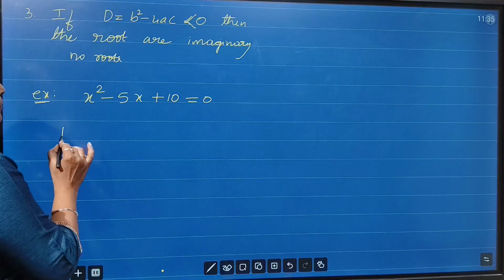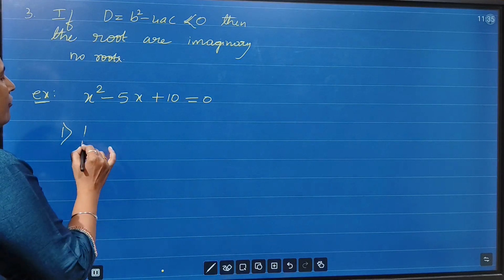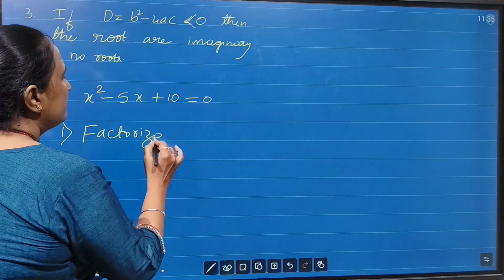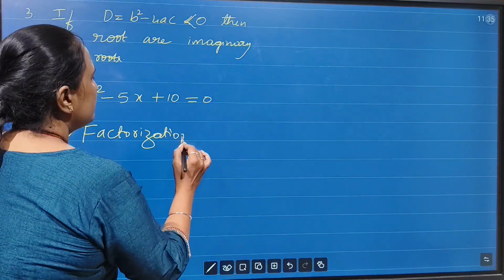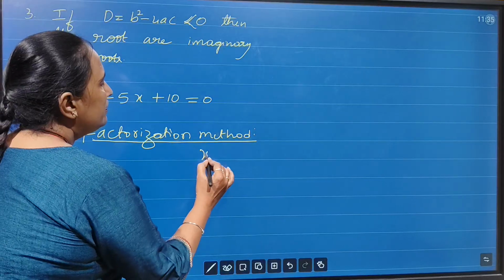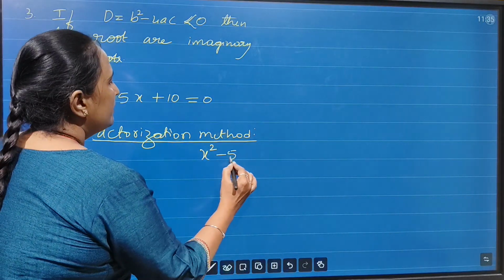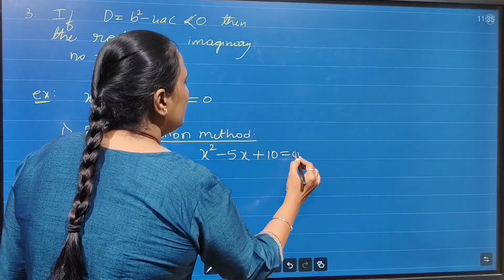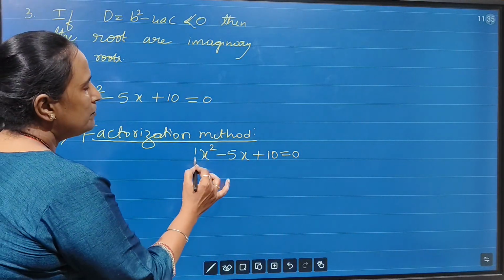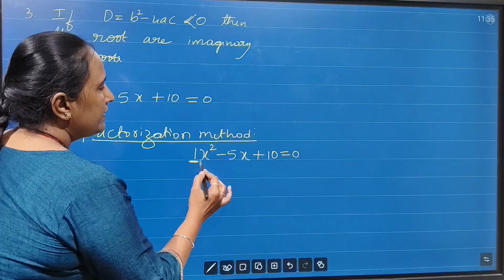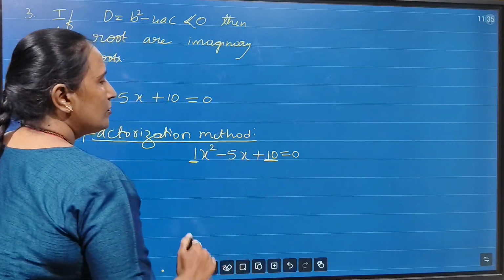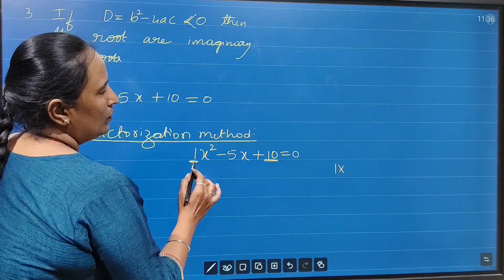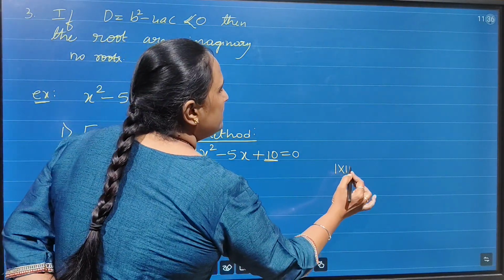Now we take one example for the quadratic equation. Here we solve by both methods. First method is the factorization method. Here I take the example 5x square minus 5x plus 10 equal to 0. Here we use splitting the middle term. First we take the product of the x square coefficient and the constant. The x square coefficient here is 1 and the constant is 10.